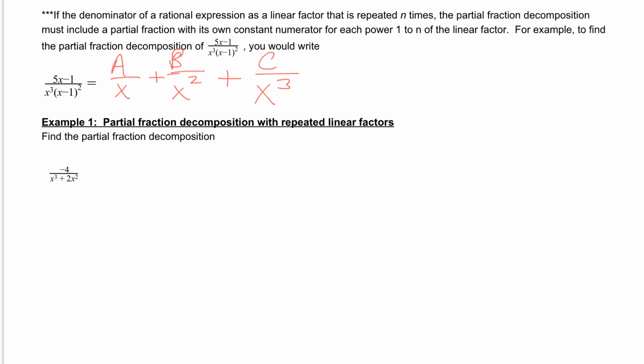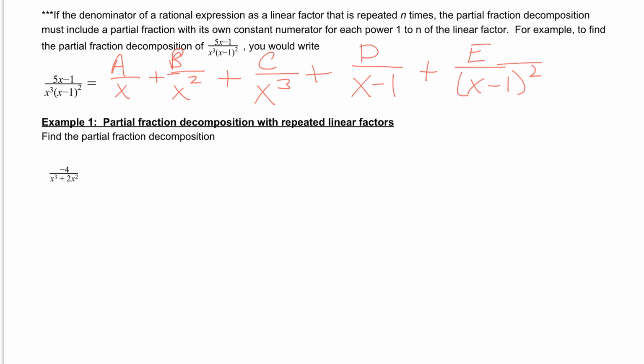Now our x minus 1 to the second, there's 2 of them. So then we would add on here a D over x minus 1. And then we'd have to do E over x minus 1 to the second. So we would have to get each one up to 2. So any repetitive linear factors, you must work that exponent all the way up to the one that you have. Now let's take a look at example 1.